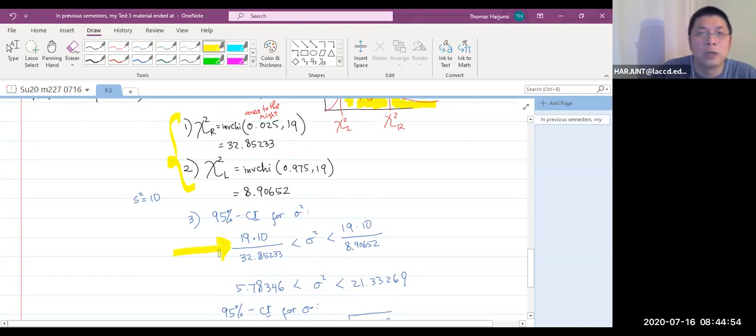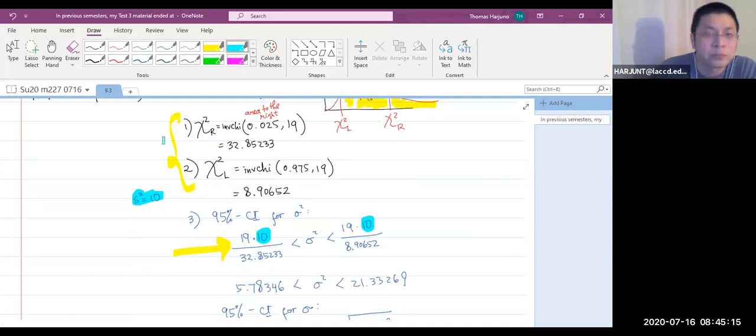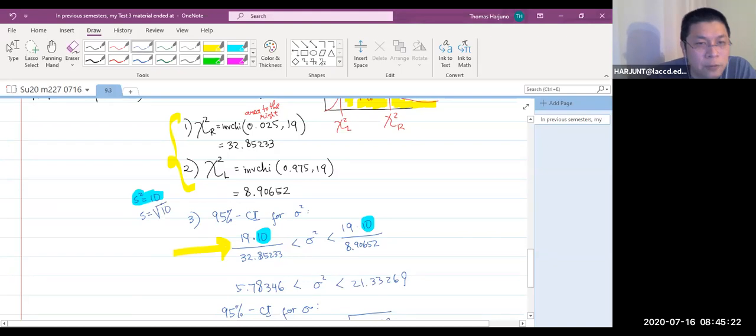Now, be careful with one thing. What I use here is S squared. That's why I just put 10 there. That's the position for sample variance. However, our textbook usually, instead of giving sample variance, gives sample standard deviation instead. If the one you get is sample standard deviation, don't forget to square it.